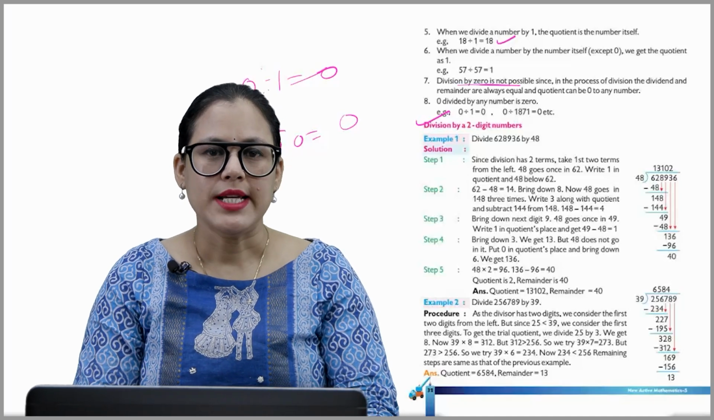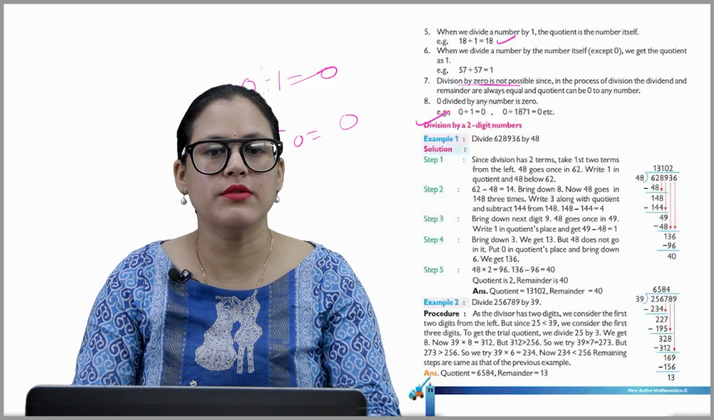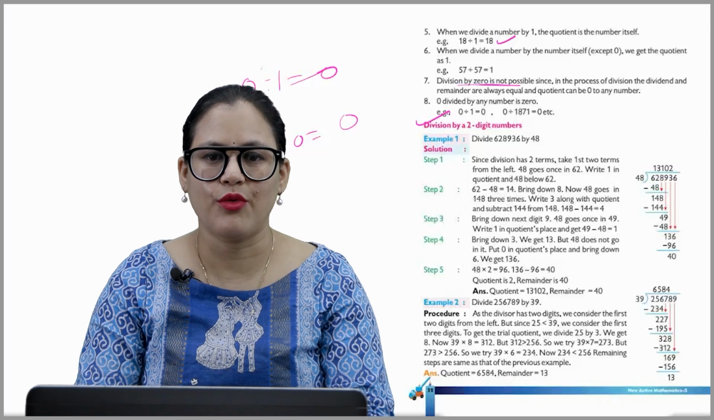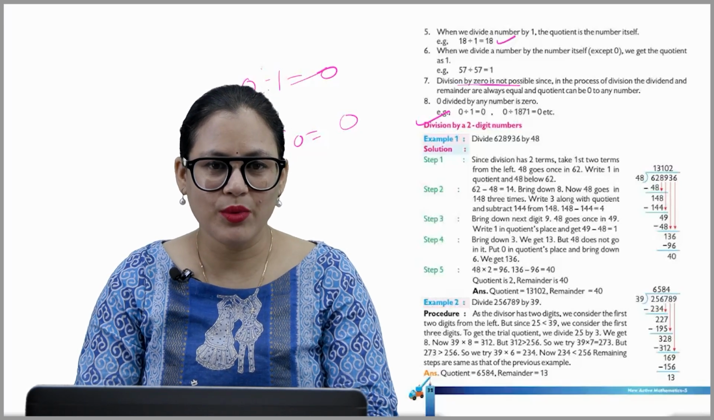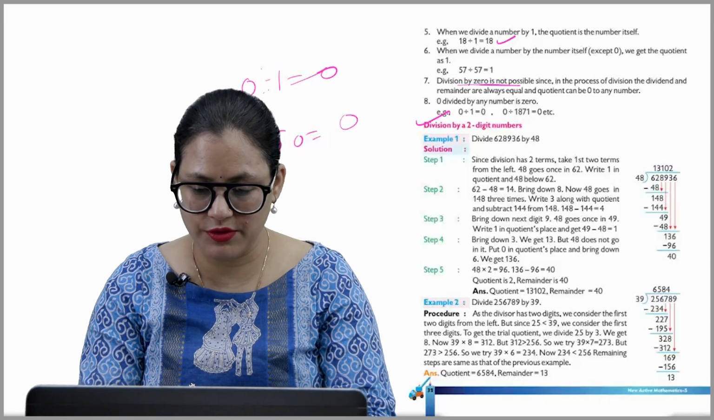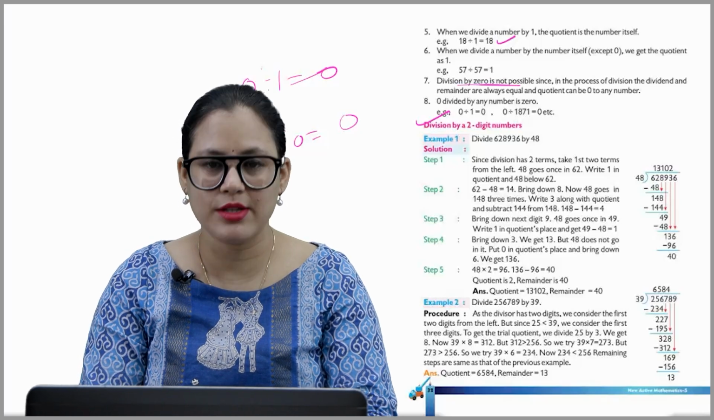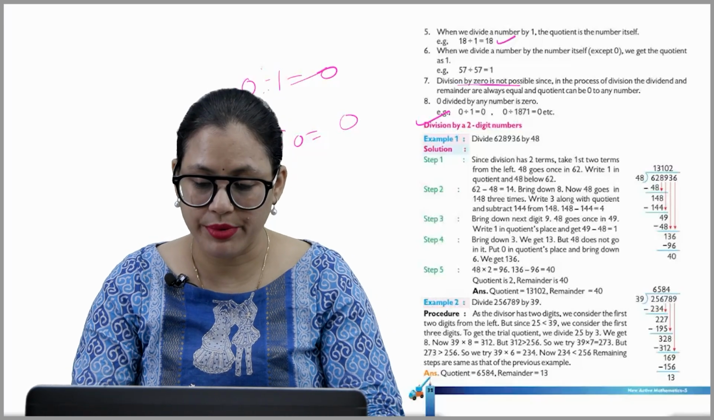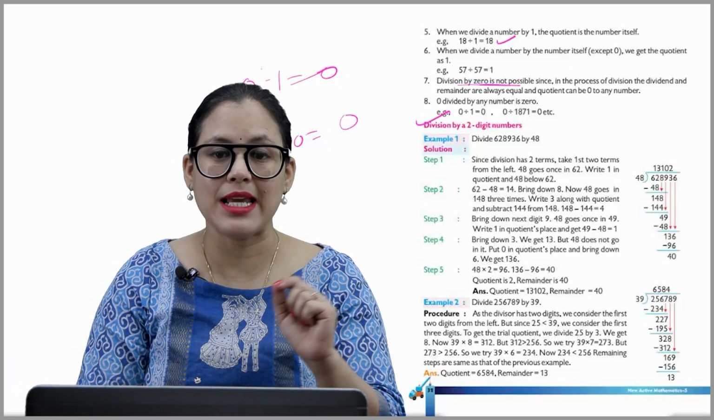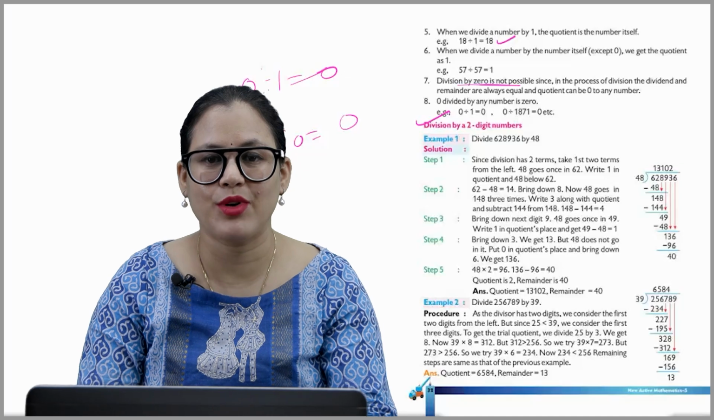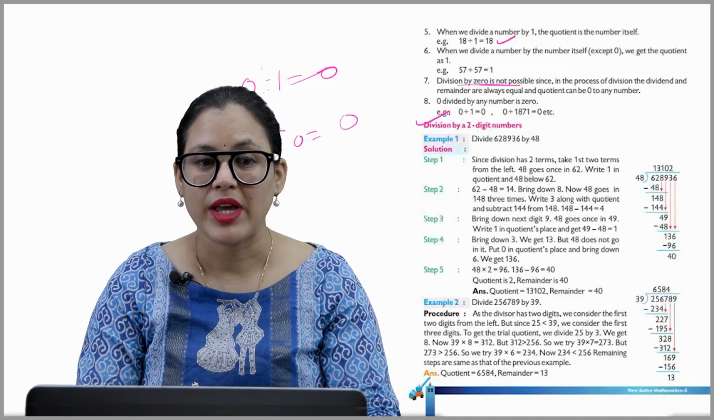Okay. Step 2. 62 minus 48 is equals to 14. Bring down 8. Now 48 goes in 148 at 3 times. Write 3 along with quotient and subtract 144 from 148. So we get 4. Now we'll bring down 9. Bring down next digit 9. 48 goes once in 49. Write 1 in quotient place and 49 minus 48 is equals to 1.